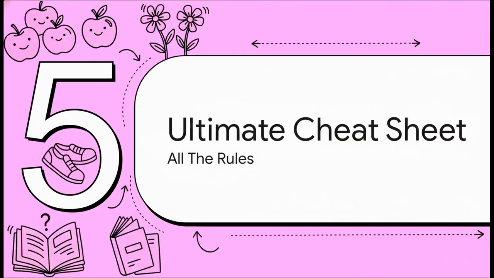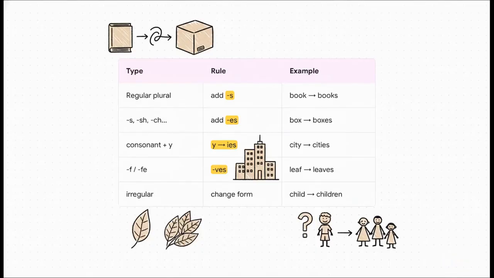Okay, wow, we have covered a lot of ground. So let's pull all of this together into one final ultimate cheat sheet to make it all stick. So here it is, the whole system in one spot. Your default move is to just add S. Then you've got those spelling changes that are all about making the word sound right, adding ES or changing the ending to IES or VES. And finally, you've got the irregulars, the ones that change completely. That's pretty much the whole shebang.